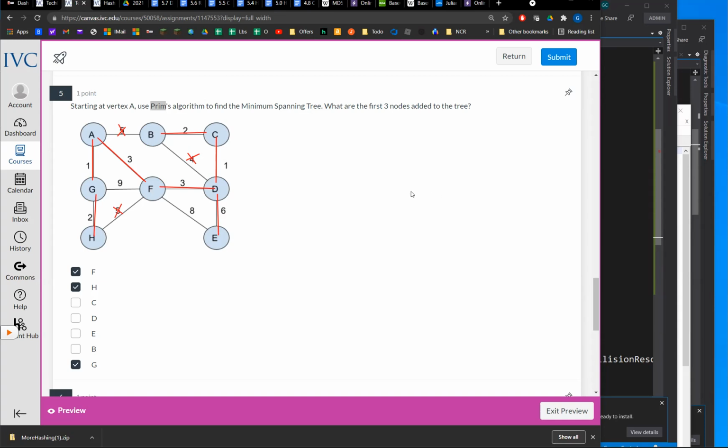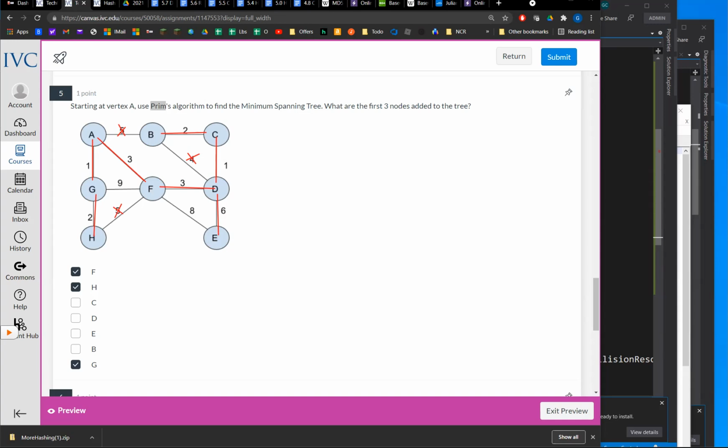All right. Moving along, number 6. We didn't start anywhere. We started with the smallest edge. There were 2 edges tied for smallest at 1.